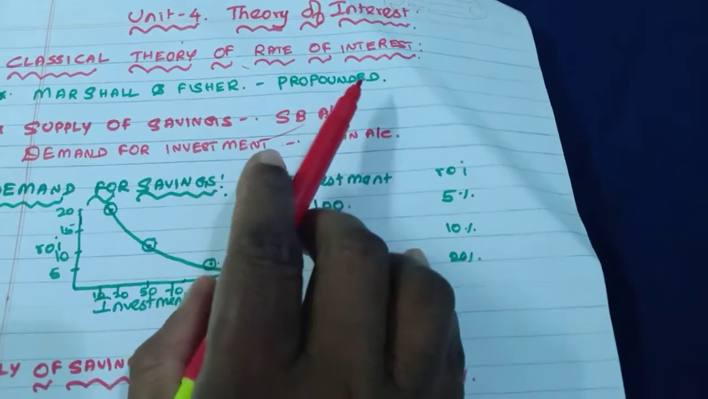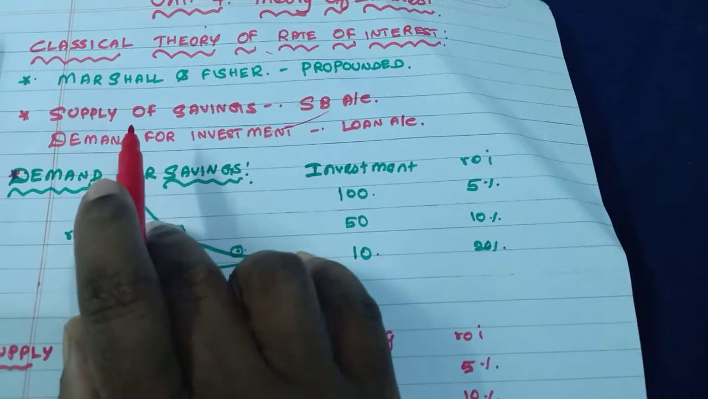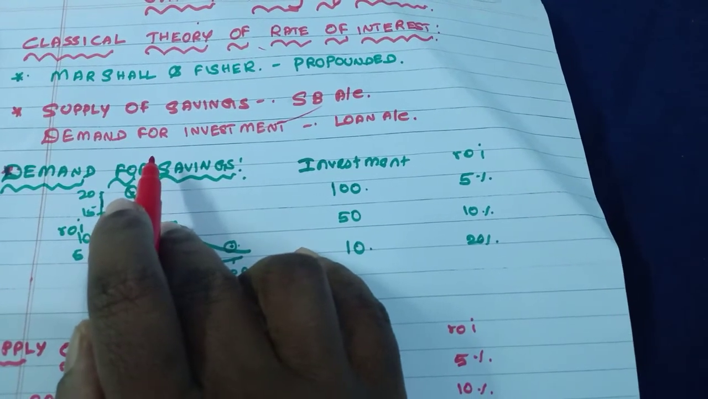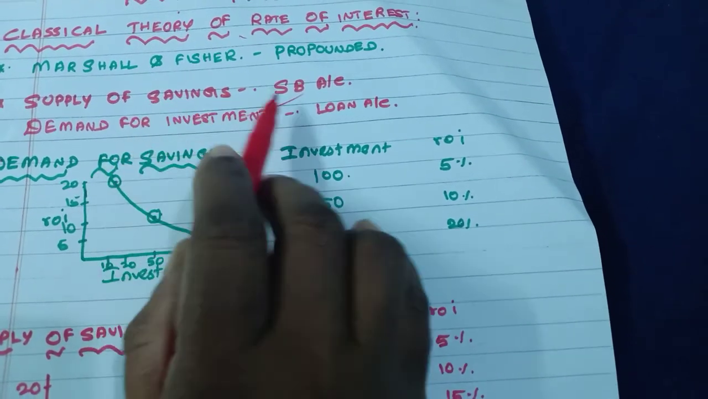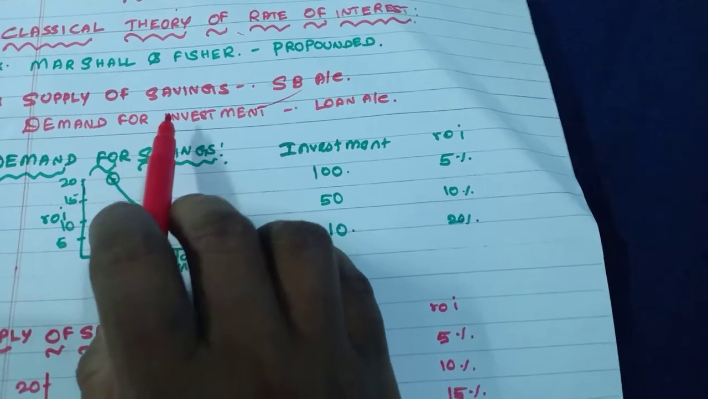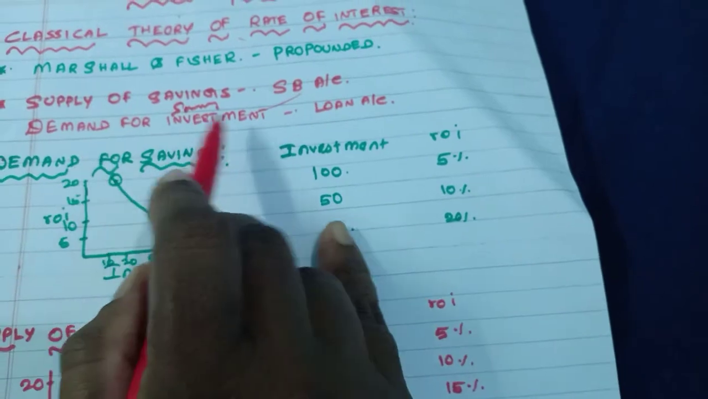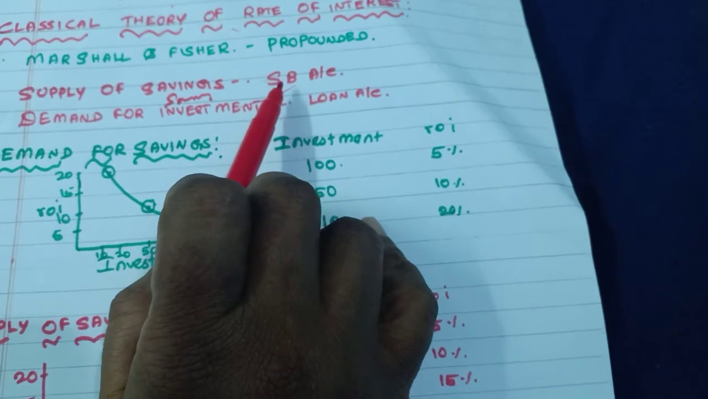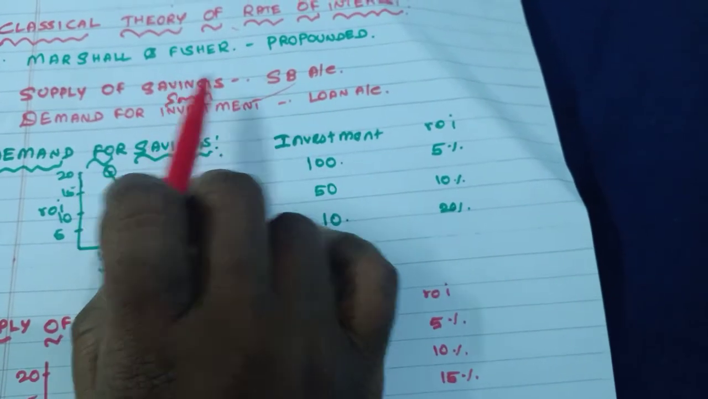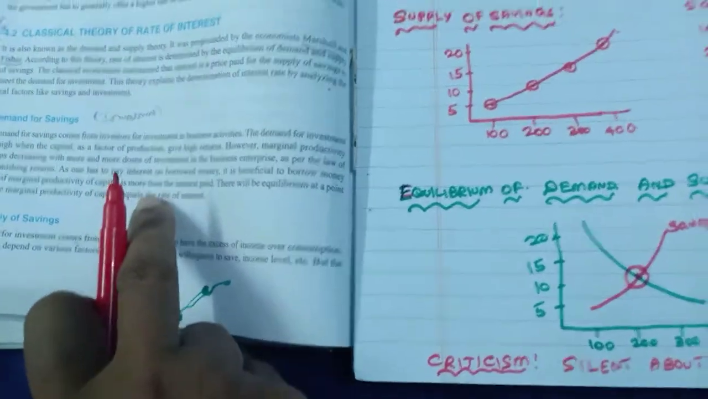See here, the classical theory of rate of interest is propounded by Marshall and Fisher. This is supply of savings and demand for savings. Supply of savings is nothing but the ASB account, and demand for savings, or investment, is nothing but the loan account. For our understanding, I am using the terms ASB account and loan account. Supply of savings is the ASB account and demand for savings is the loan account. Next, come to this paragraph.